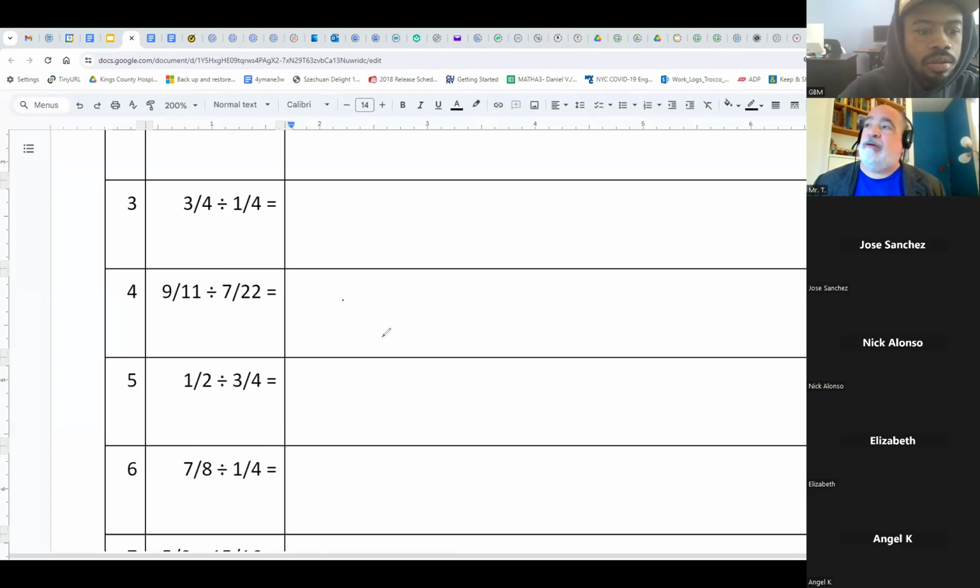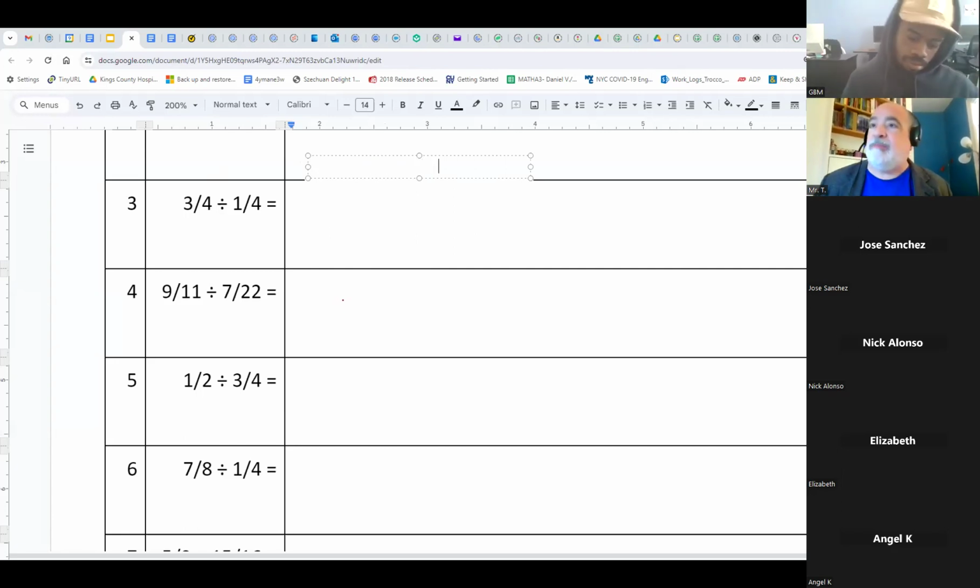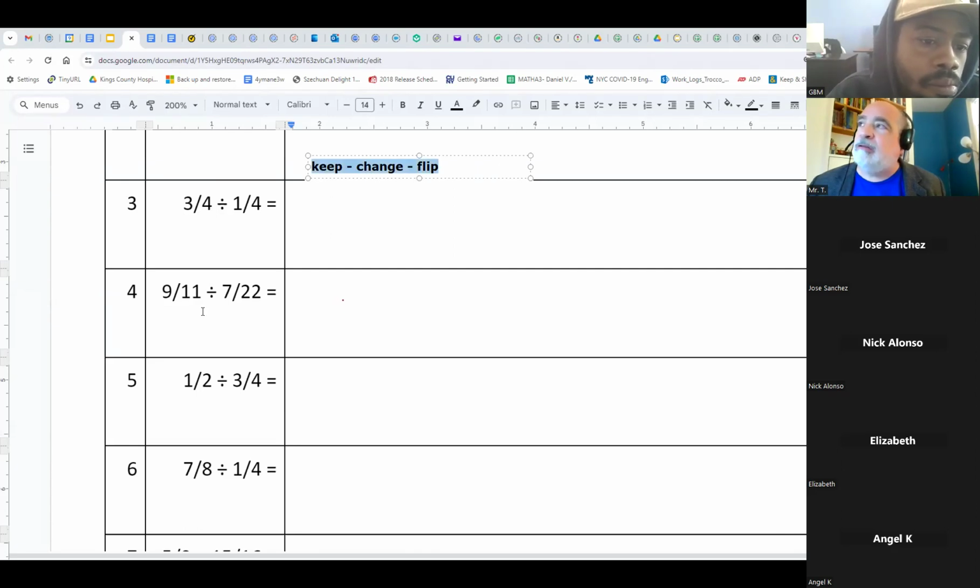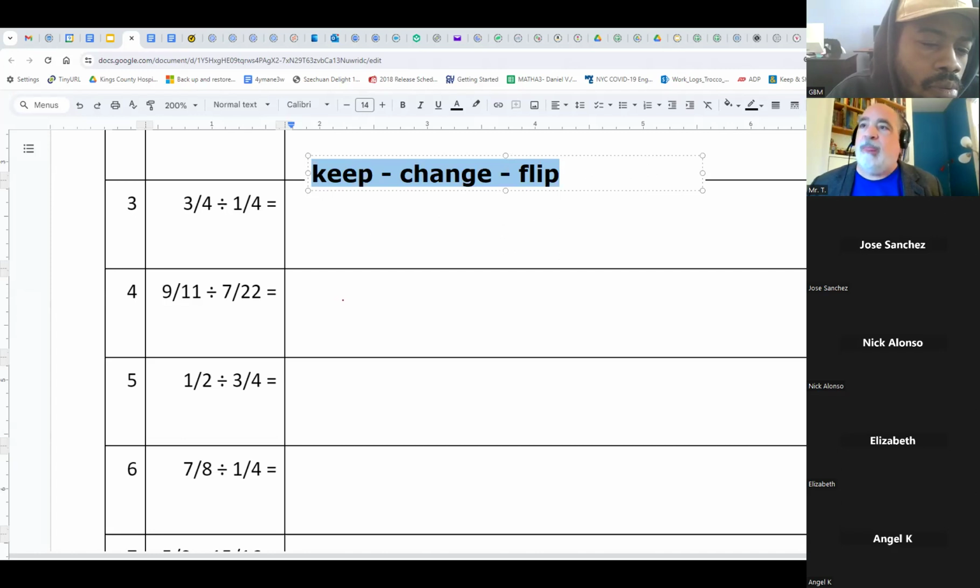Good. So the thing to remember, let me write it down, is keep, change, flip. And let me change the color because right now I have white on white, which doesn't work. There we go. And I can make it bigger even. There we go. Okay. And someone just came in, Stacy. Yeah, thanks. Yeah, it's keep, change, flip.